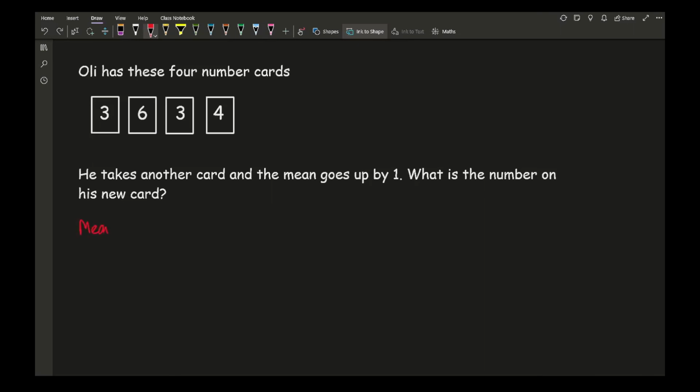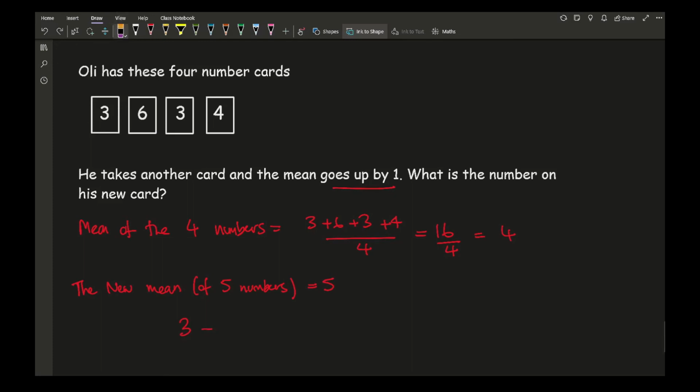So here the mean of the 4 numbers is going to equal 3 plus 6 plus 3 plus 4 divided by 4, which equals 16 over 4, which gives me a final answer of 4. That therefore means, excuse the pun, that the new mean of 5 numbers is going to equal 5, because it says that the mean goes up by 1. So here I've got 3, 6, 3, 4, and x, and the mean is equal to 5.